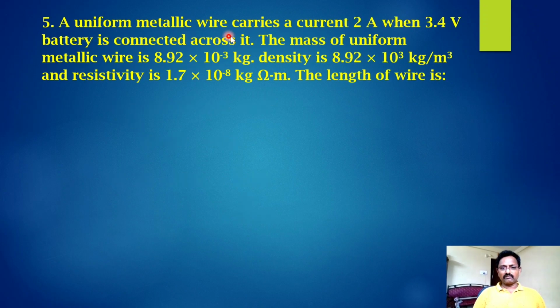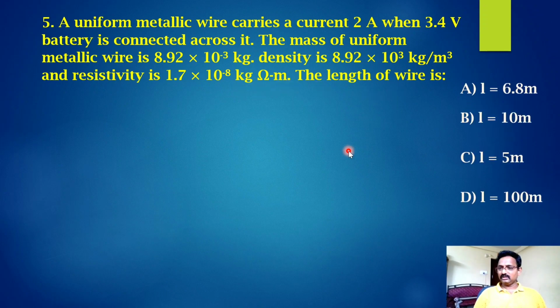A uniform metallic wire carries a current 2 ampere when a 3.4 volt battery is connected across it. The mass of the uniform metallic wire is 8.92 into 10 power minus 3 kg. Density is 8.92 into 10 power 3 kg per meter cube. And resistivity is 1.7 into 10 power minus 8 ohm meter. The length of wire is. Here the options. Option A L equal to 6.8 meter. Option B L is equal to 10 meter. Option C L is equal to 5 meter. And option D L is equal to 100 meter.